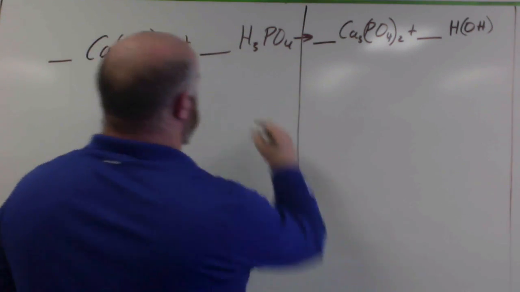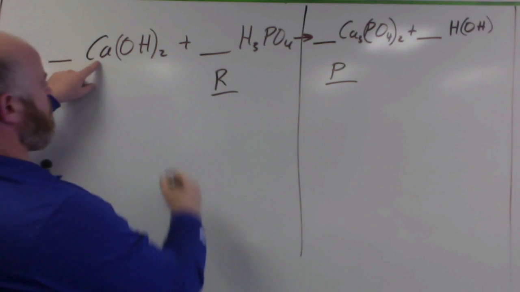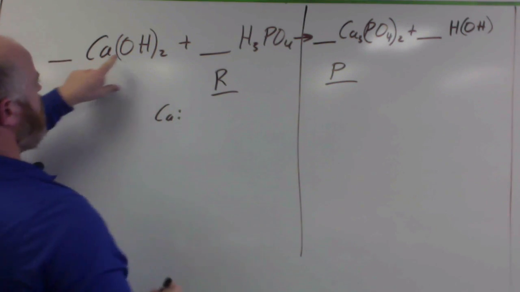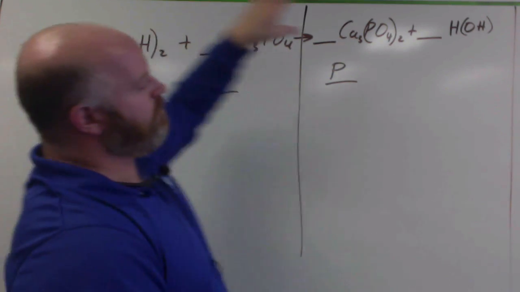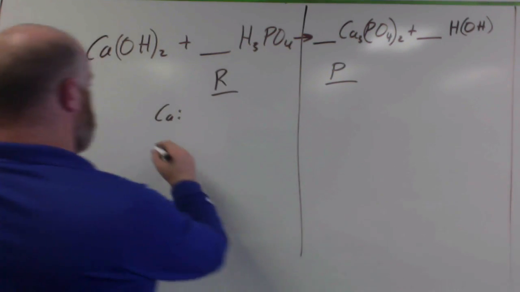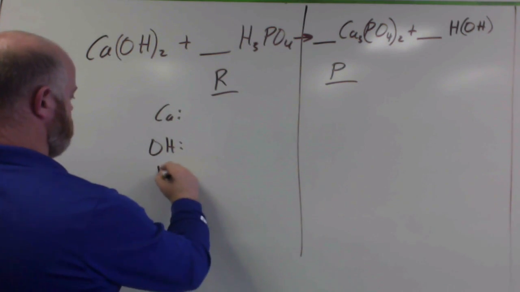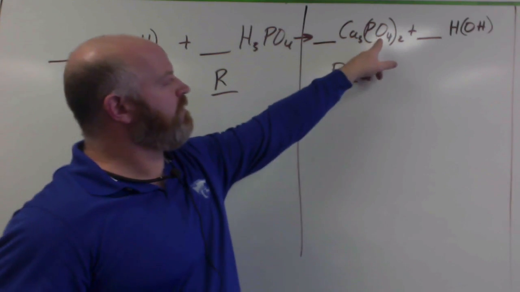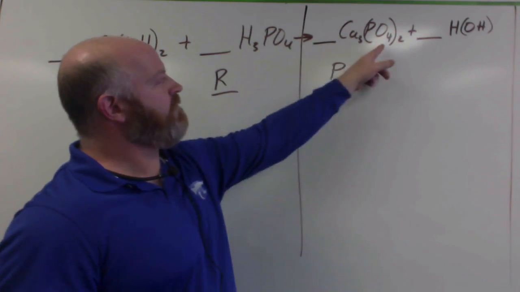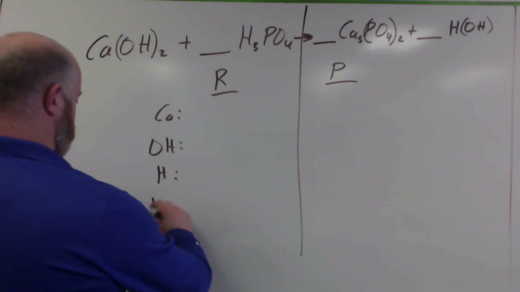Split it down the middle. Reactants, products. So I have calcium as a reactant. I have hydroxide as a reactant. I can now use it as its entirety because I have it here also. So hydroxide, I have hydrogen, and I have PO4 here, which is phosphate, but I also have phosphate over here. So since I have the polyatomic ion on both sides of my equation, I can use it as a single group again.